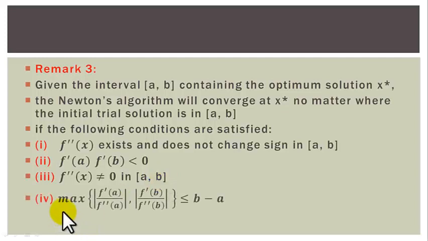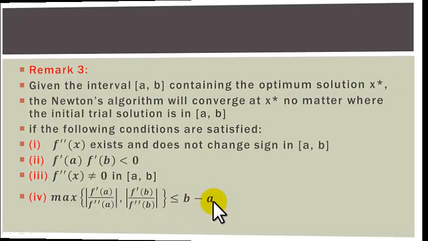4. Max of absolute value of f prime of A divided by f prime prime of A and absolute value of f prime of B divided by f prime prime of B is less than or equal to B minus A.